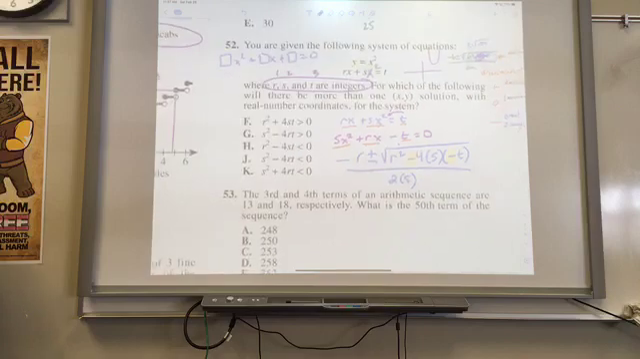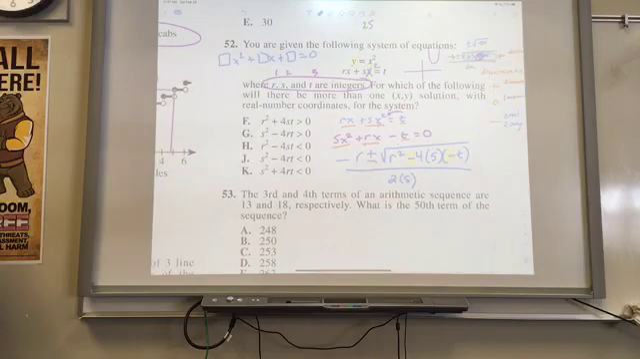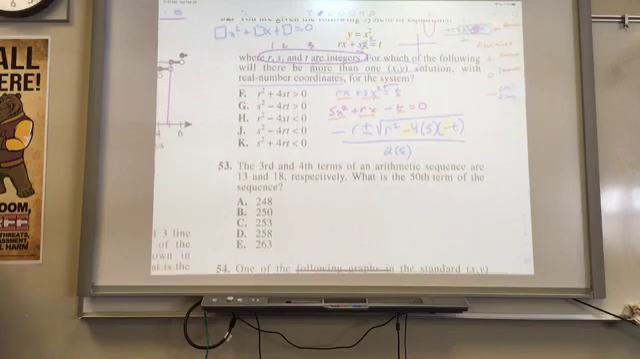Which of the following will there be more than 1 solution, real numbers? So what does the discriminant have to be to get more than 1? It has to be positive. That's the only one that says positive. Between F and H. Positive. That's crazy, right? Is that tricky?